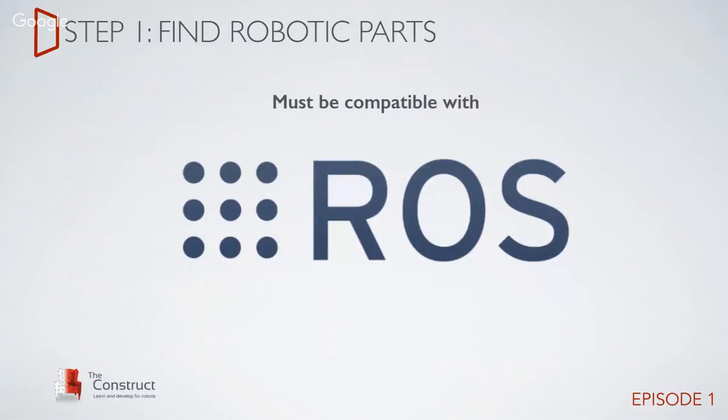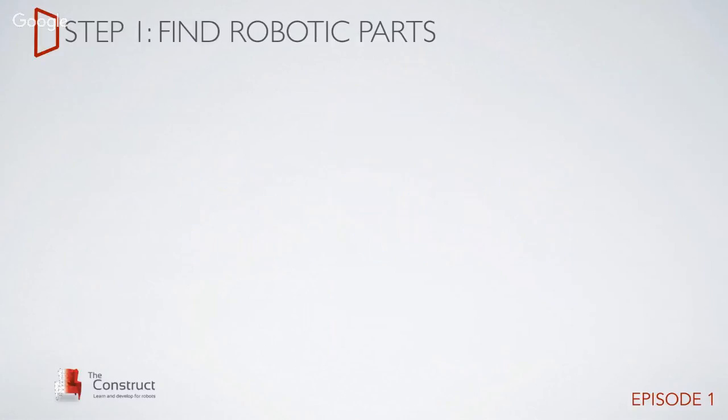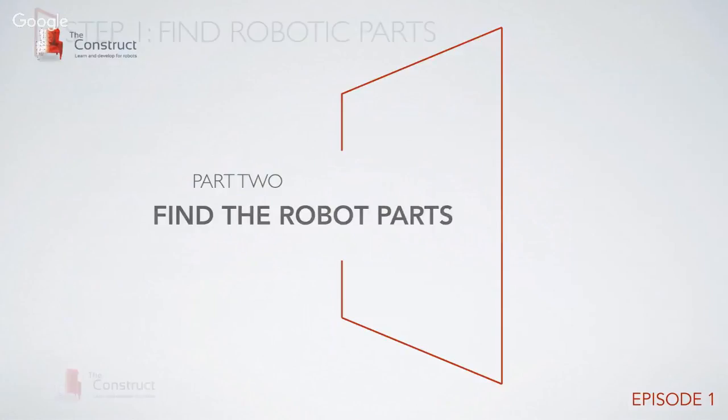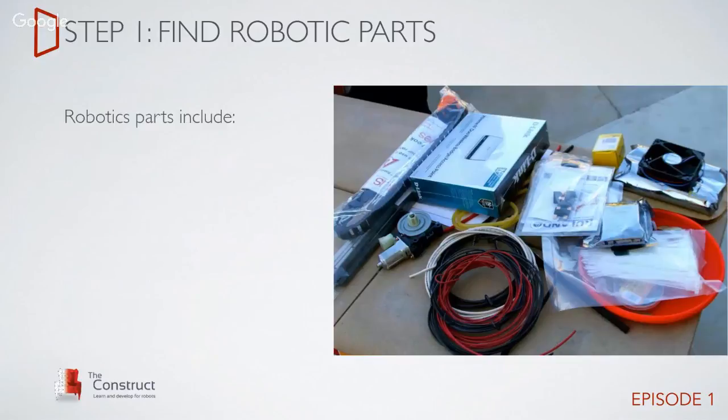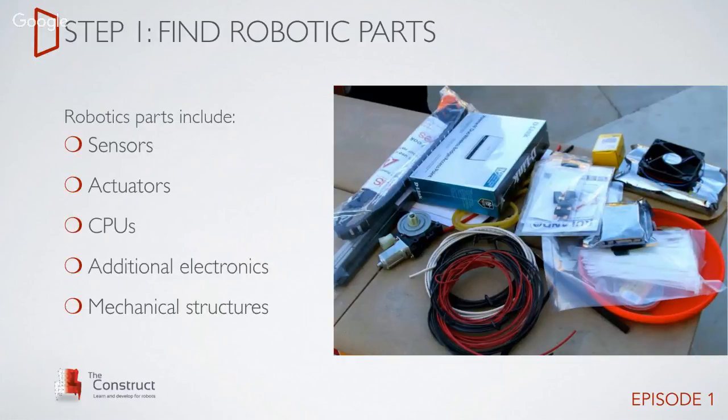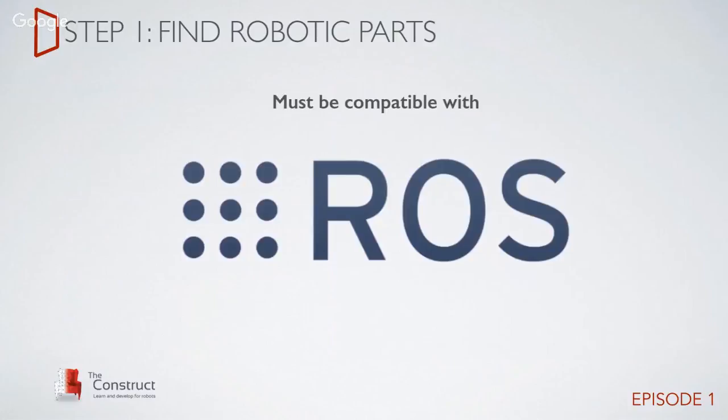So what I suggest is, for the robotics parts, any of those have to be ROS compatible. So if you select the CPU, please be sure that you can install ROS on that CPU. If you are using a computer, then you will have to install Linux in order to get ROS. But that's okay, you can do that. If you have a Raspberry Pi, you can also install ROS on a Raspberry Pi.